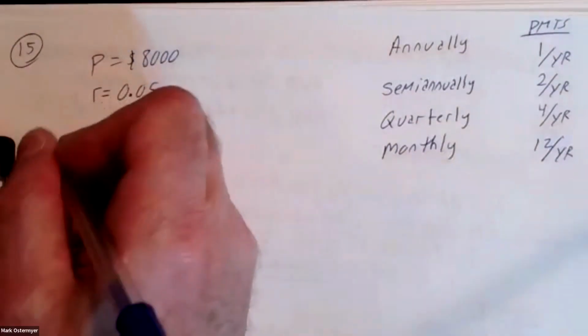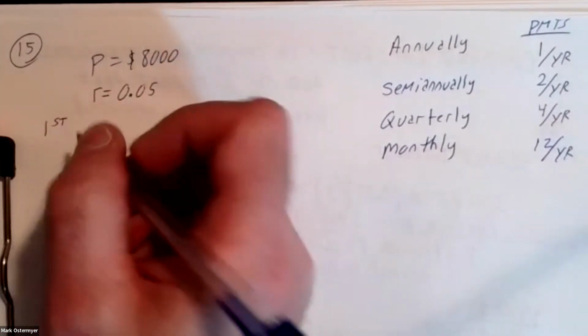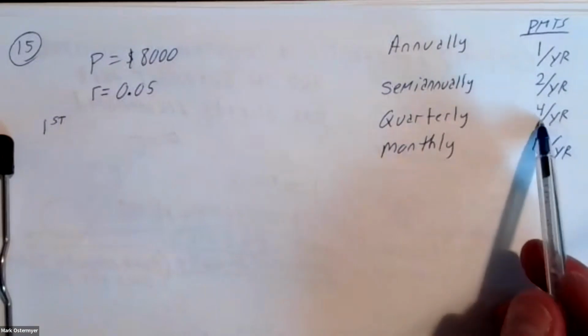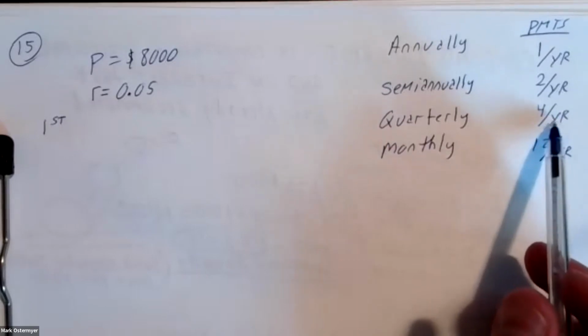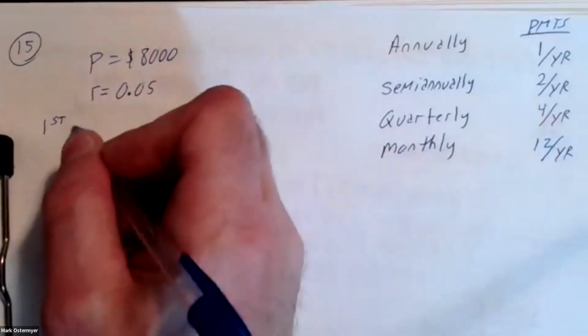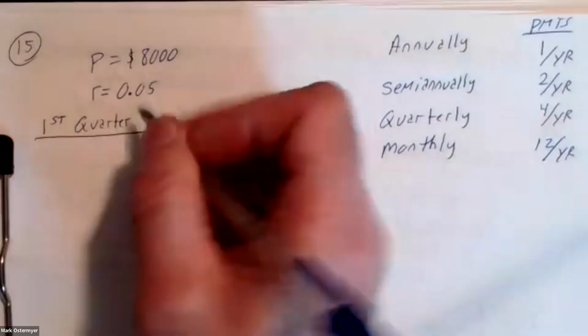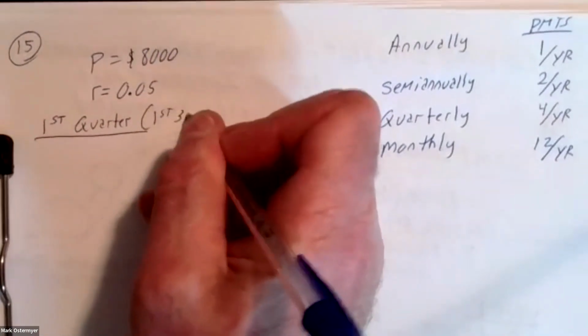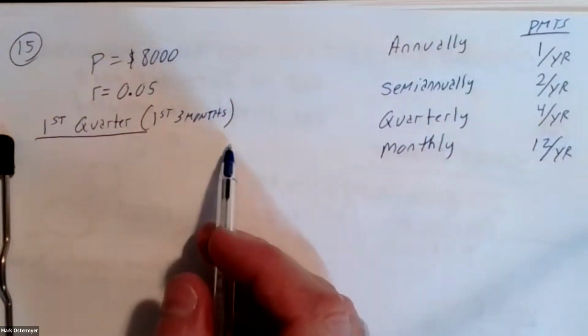So here's what you do on your paper. How many quarters are there in a year? 4. That's why there's going to be 4 payments per year or 4 computations per year to compute this interest. So we need to write down on our paper the first quarter of the year. The first quarter of the year, ladies and gentlemen, is called the first 3 months. The first 3 months of the year.